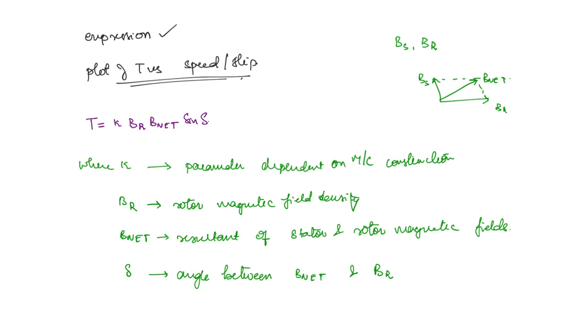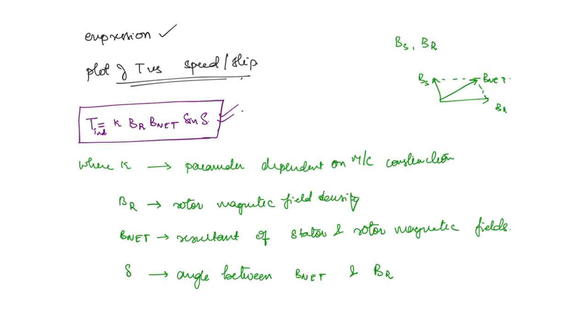So how did we get this expression? When we discussed the working of the induction machine, we saw how the torque was produced, but we did not derive a formula for it. If we derive a formula, we will get this expression. The derivation is not important for us right now, but you need to remember this expression. T is equal to K times BR B net sine delta. Now using this expression, we will try to get the plot of torque versus the speed or the slip. Remember, we are talking about the induced torque, not the actual output torque that is available.